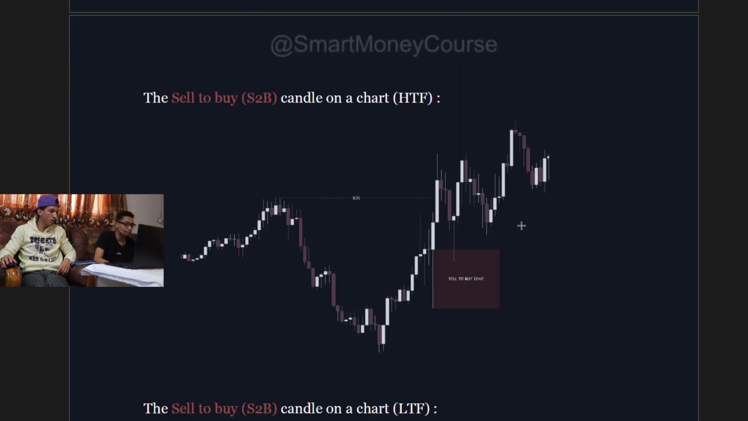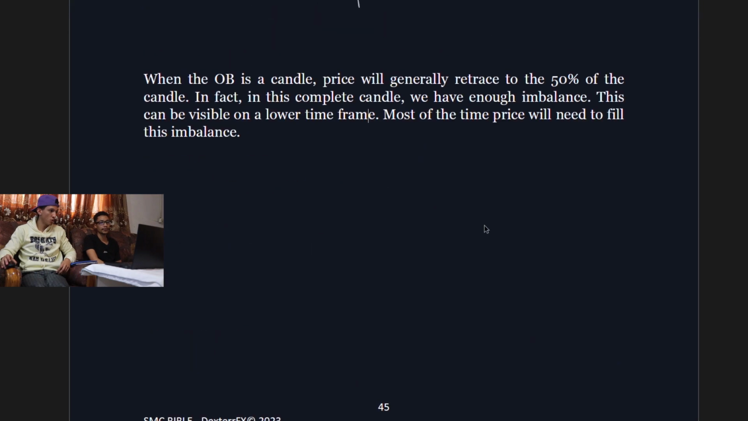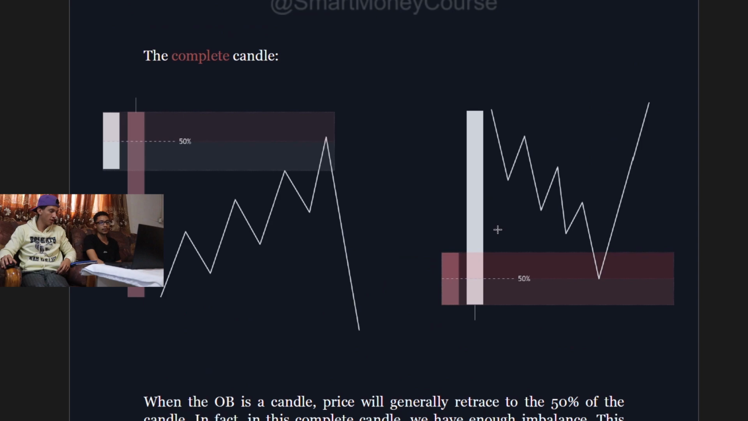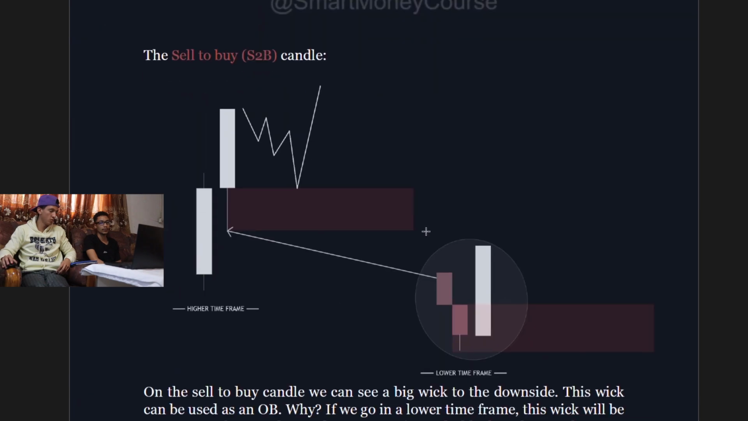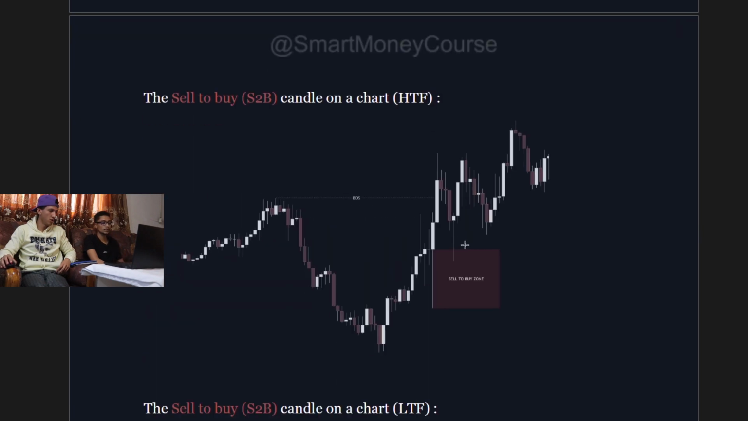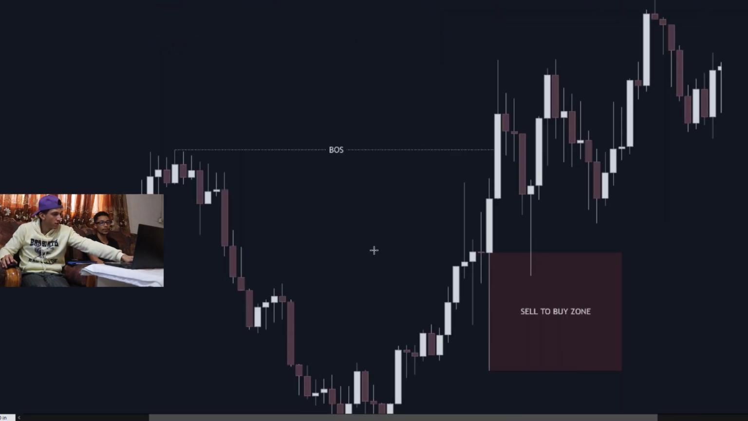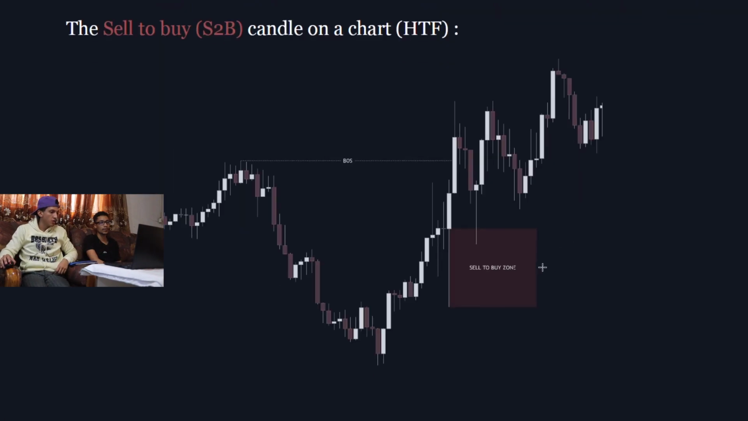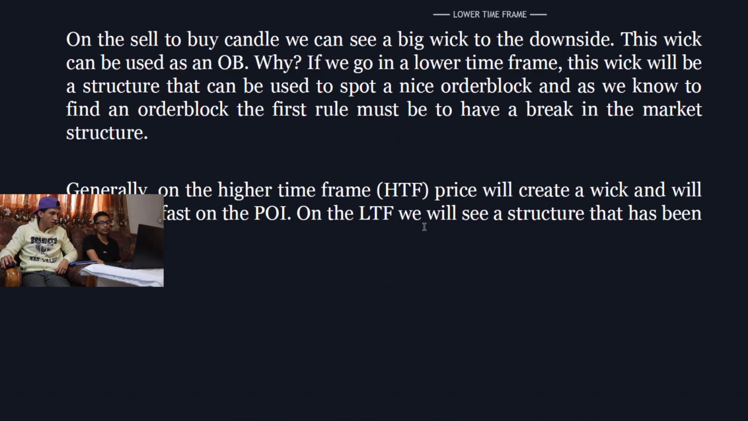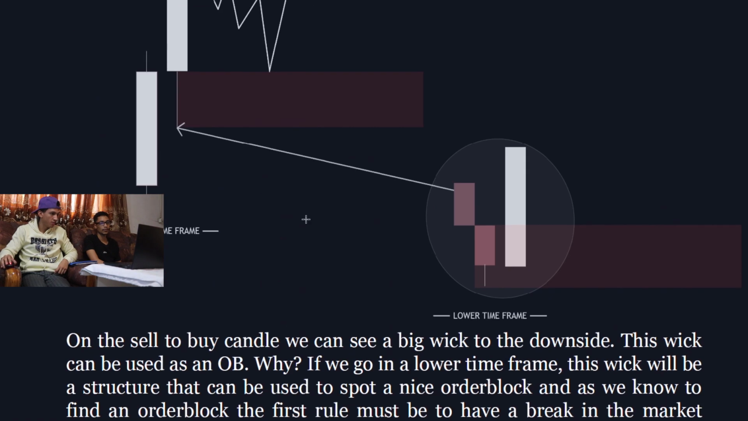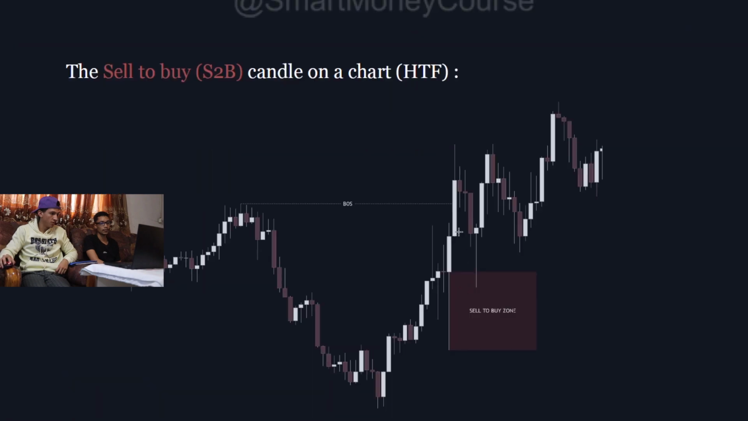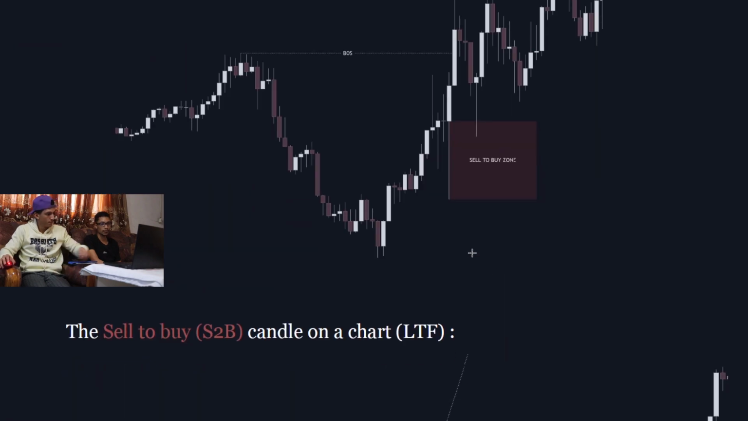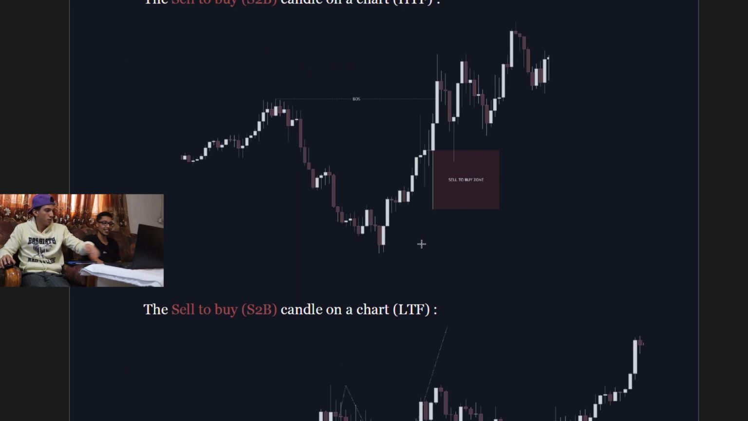So this is your chart form of what we just covered, your sell to buy, identifying an order block. We have two: on top is the complete candle, and now we have our second one, the sell to buy candle. Here we can see this in chart form. There we can see the sell to buy, with our two candles identified like this. So yeah, we have our sell to buy.